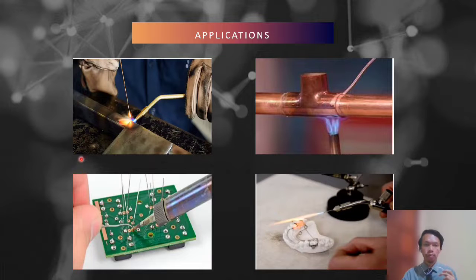So these are a few images of applications. For the first one, we apply it to join thin sheet metal. And next, this one is to join the copper pipe to the T joint. And next, solder on a PCB board. And lastly is delta soldering.